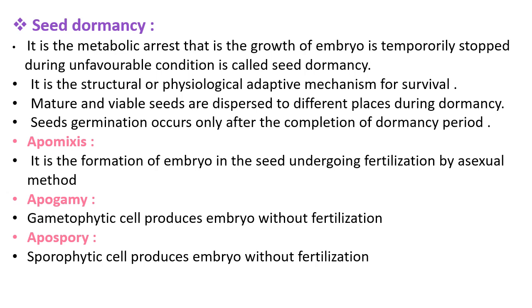The second one is apogamy. In apogamy, when the gametophyte organ or one of the cell of gametophyte directly develops into embryo without undergoing the process of fertilization, such phenomenon is called as apogamy. The third one is apospory. In apospory, a diploid sporophytic cell produces embryo without fertilization.